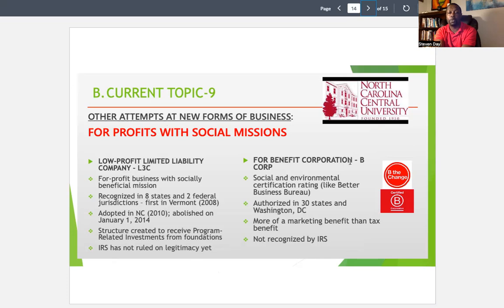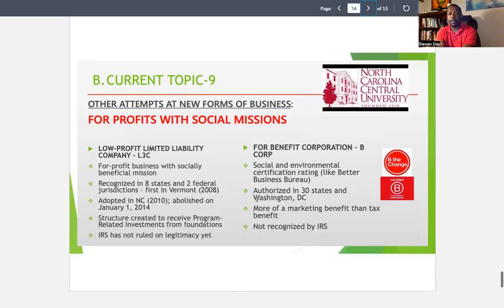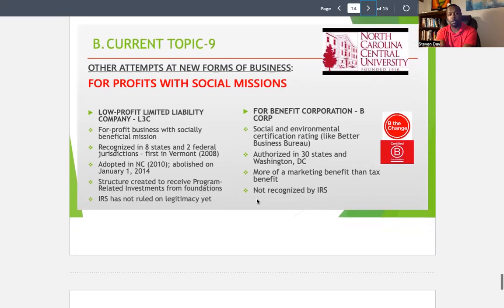Then there are benefit corporations, or B Corps. A B Corp is a social and environmental certification rating, like the Better Business Bureau. It's authorized in 30 states, including Washington, D.C. It's more of a marketing benefit than a tax benefit. So there is a benefit there and some loopholes, but it's more on the marketing side. And it's not recognized by the IRS, so that could be disadvantageous or advantageous depending on the context of the corporation.